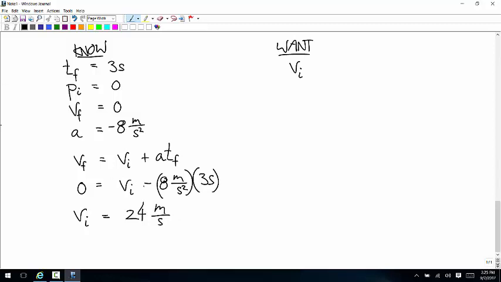Anybody want me to elaborate on that multiplication at all? We have seconds in the numerator here, seconds squared in the denominator, so it just cancels one of those in the denominator. Does it make sense that the initial velocity is positive? Yep, that's the way I drew it, so that makes sense. And it's the opposite direction of the acceleration, which means it's slowing down.